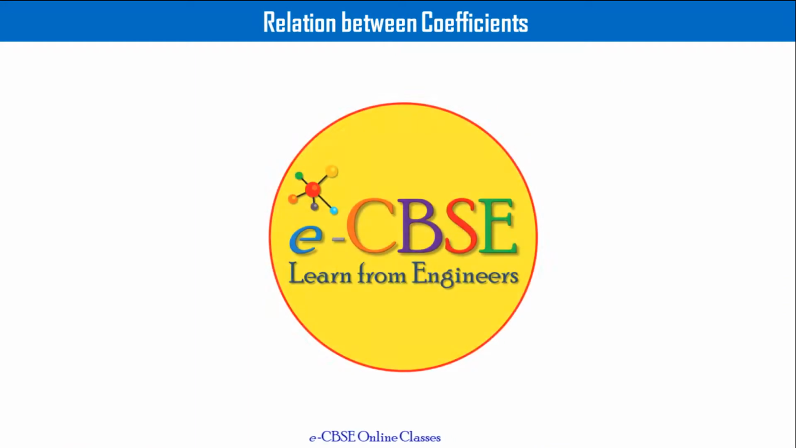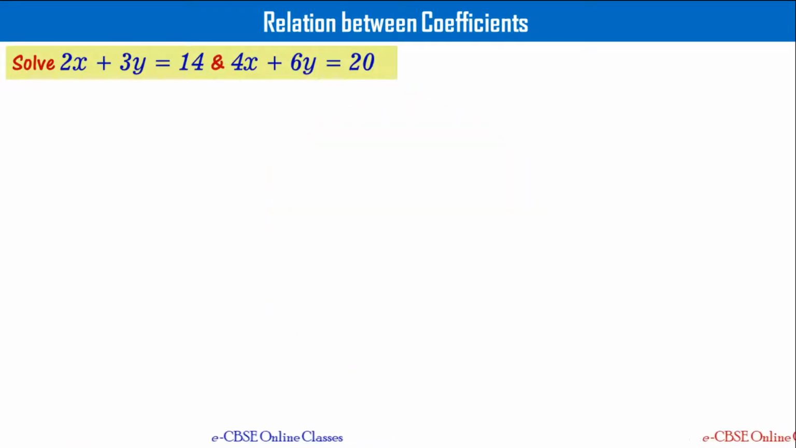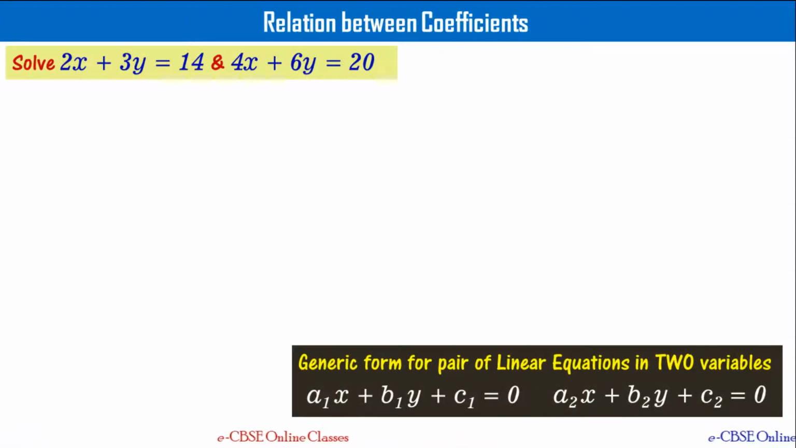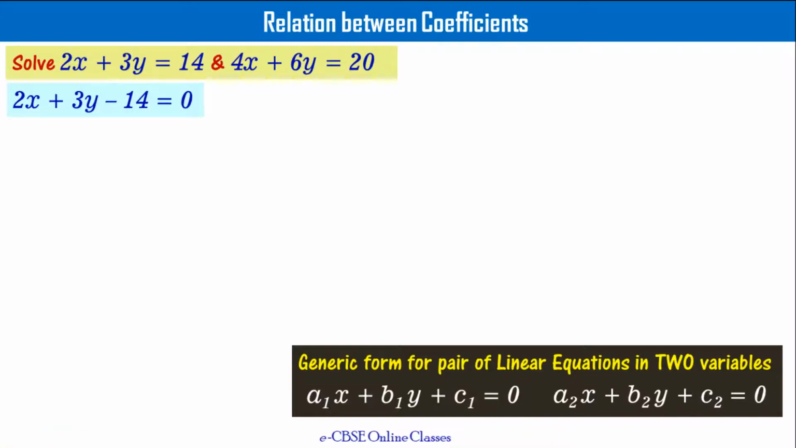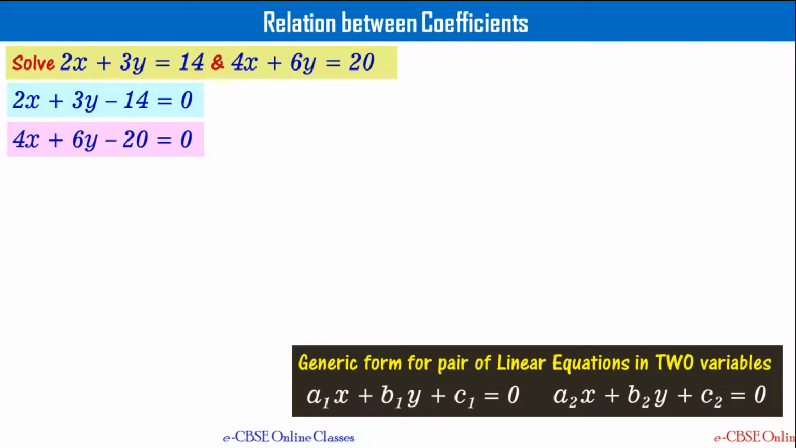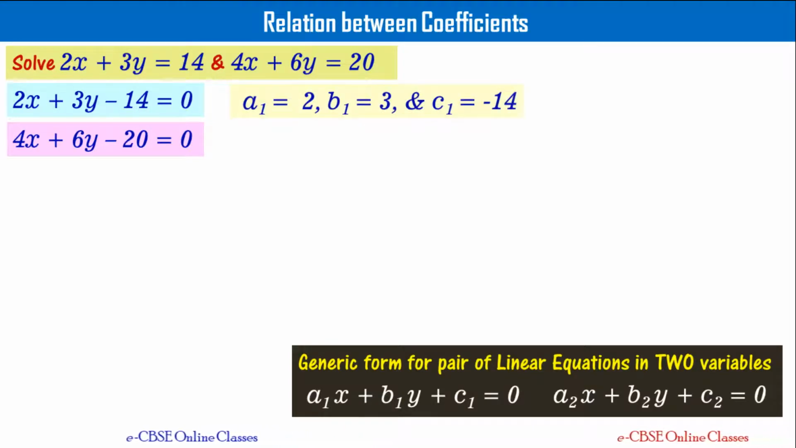Let's now take a look at another problem, that is, let us solve 2x plus 3y equal to 14 and 4x plus 6y equal to 20. We know the generic form for pair of linear equations in two variables. To compare the given equations with these equations, let's transform the given equations. When you compare the first equation, you can say that a1 equal to 2, b1 equal to 3 and c1 equal to minus 14.